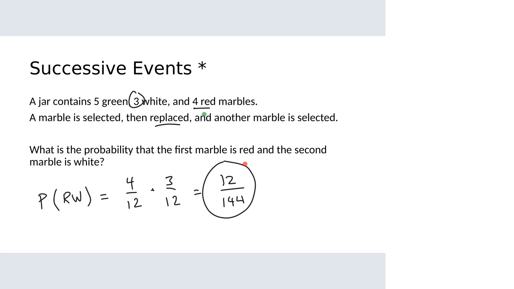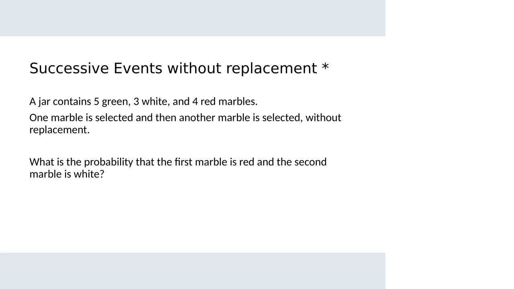That went really well. So well, I'm going to have you try another one right away with one little change. Here goes. Same jar, 5 green, 3 white, and 4 red marbles. One marble is selected, and then another marble is selected without replacement. What that means is after the first marble is taken out, we don't put it back in. And then we draw the second marble.